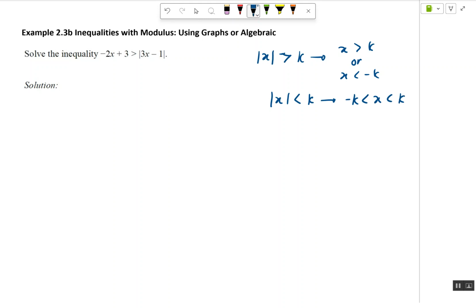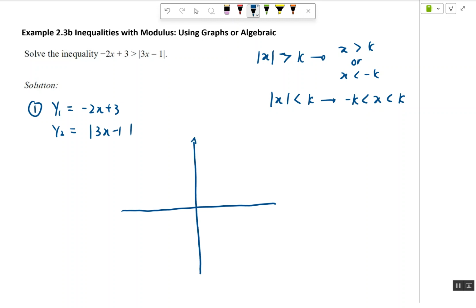If you do not understand why, check out the previous video where I talk about the modulus x less than k kind of graph. For this, we can either use the graphical method or the algebraic method. The graphical method is simple. All you need to do is to plot y1 equals negative 2x plus 3, y2 equals modulus 3x minus 1. I am just going to plot this without using GC first.